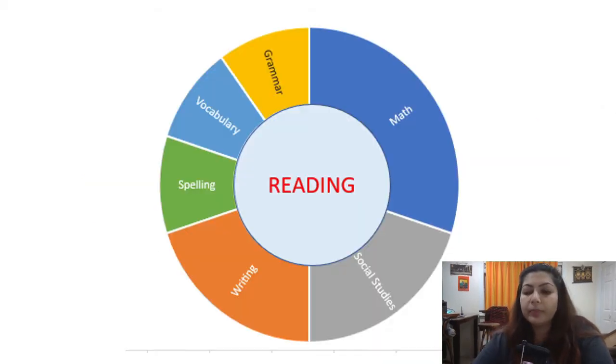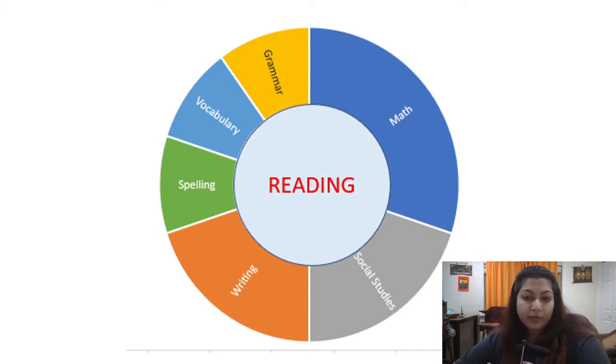So going to the next slide, as you can see, reading being the main core, the reading kind of splits into grammar, vocab, spelling, writing, social studies, and math. If you have not seen my kindergarten video, please go and check it out, because there I spoke about why reading is more essential than math and how math is kind of wrapped in language to an extent in the school system here. So I'll be putting the link somewhere in the description box.